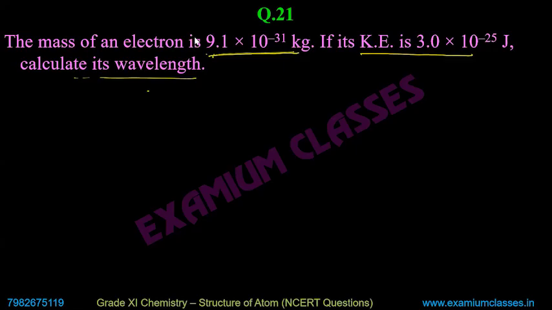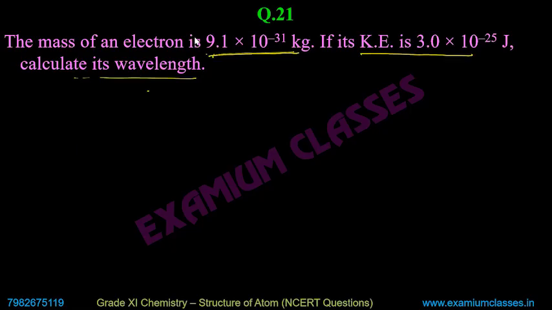So we'll use the kinetic energy formula. You need to tell me the formula also. Okay, half mv square, 1 by 2 mv square. Good. Then v equals square root of 2 kinetic energy upon m, power half. This is just the first step. From here, we'll use the second formula, lambda equals h upon mv.